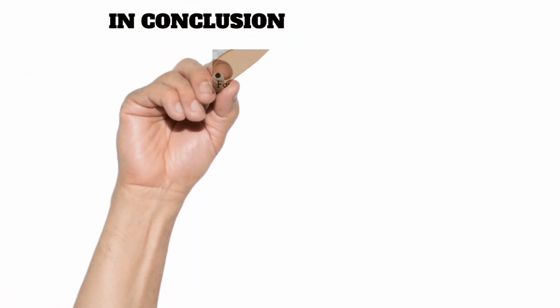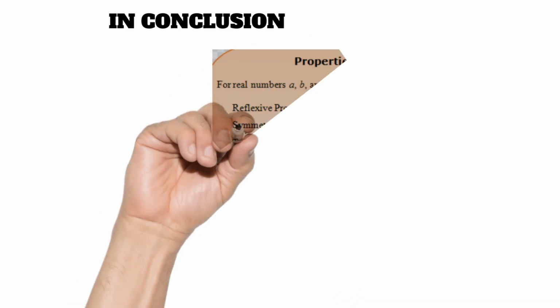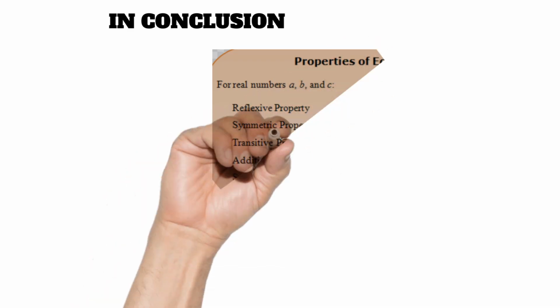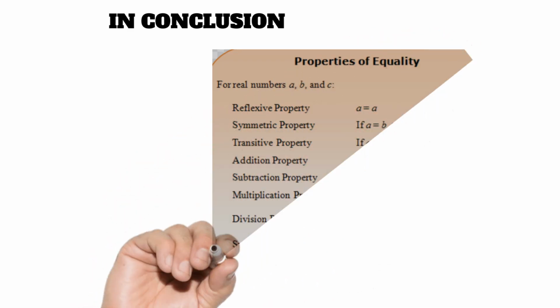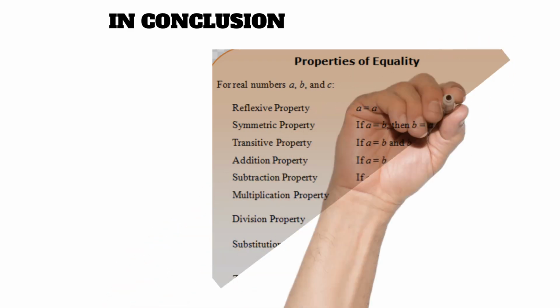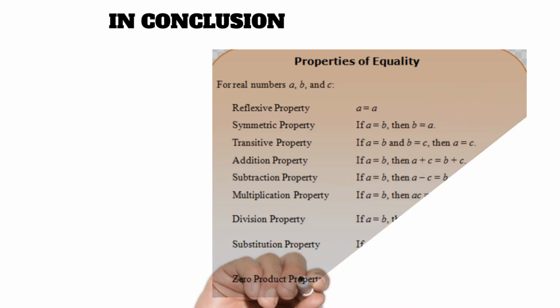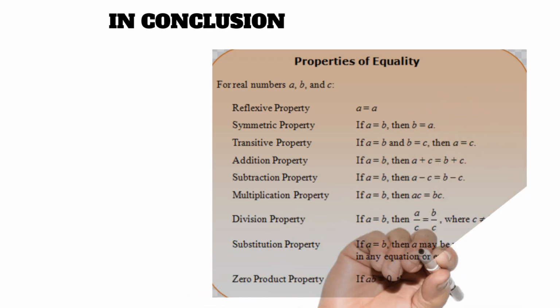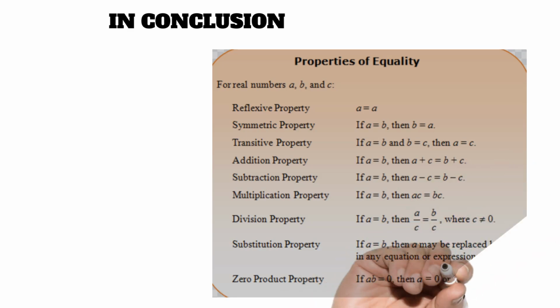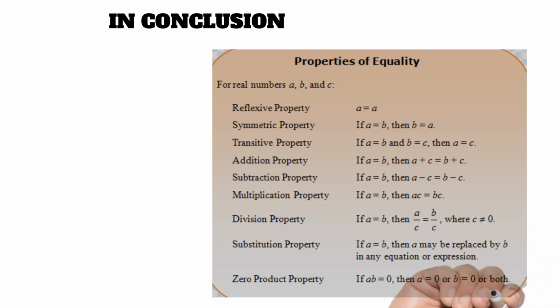So, in conclusion, we will go over a few things that we've talked about. We've talked about the reflexive property, symmetric property, transitive property, addition, subtraction, multiplication, division, and substitution. And we will also add the zero product property as well. Take note of this, and in our next video, we'll discuss intensively how these are used in geometry and in algebra as well.